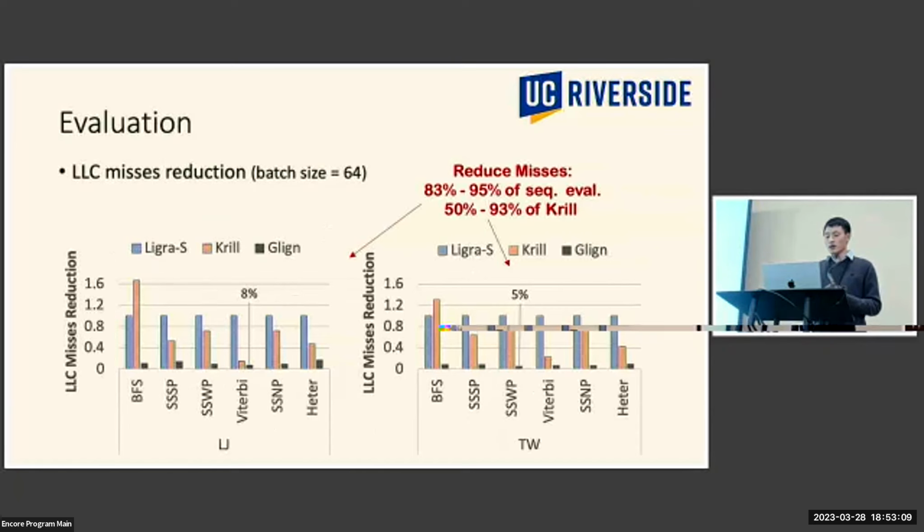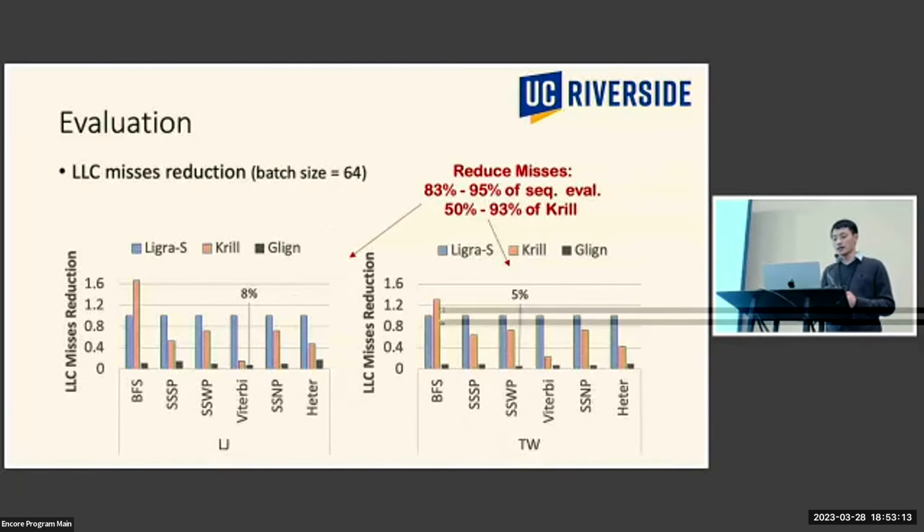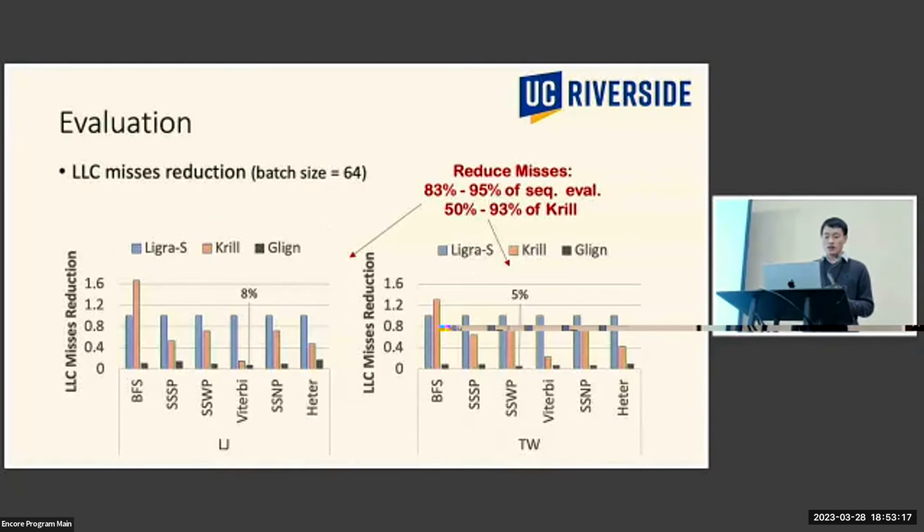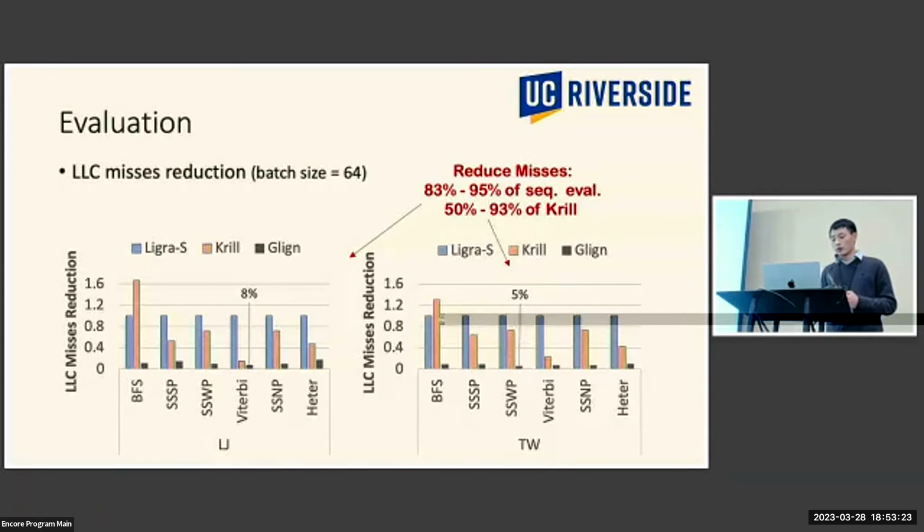Looking deeper, we found that the benefits mainly come from the improved data locality. The figure shows the last level cache misses reduction. The baseline, again, is the sequential evaluation using Ligra. We can see Glign can substantially reduce the amount of cache misses, by up to 90% compared to Krill.